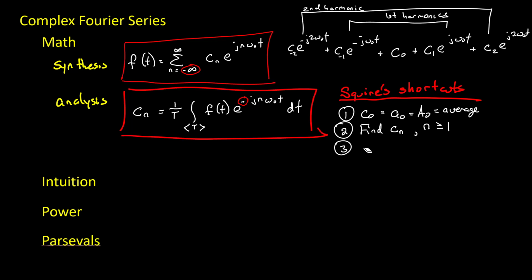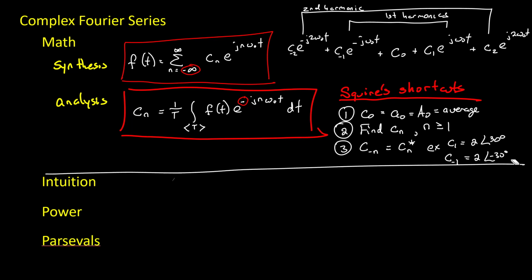Once you find your c sub n's for n greater than 1, your c sub negative n terms are the exact same thing as your c sub n terms complex conjugated. So, as an example, if your c sub 1 term is equal to, let's say, 2 at an angle of 30 degrees, then your c sub negative 1 would be its complex conjugate. And that cuts down the number of terms you've got to find by half. All right, that's the mathematics behind it, but what's the intuition?